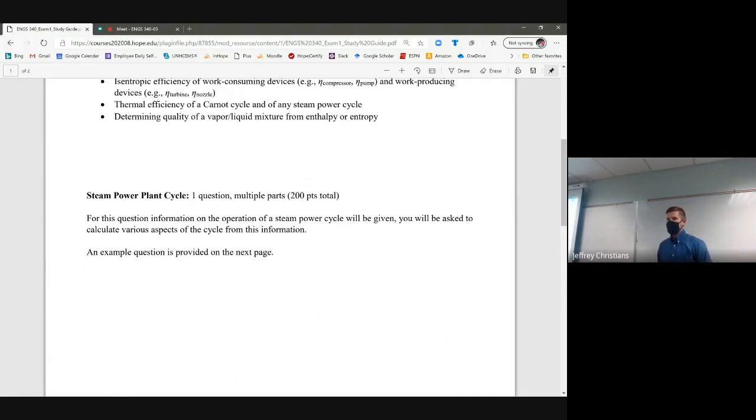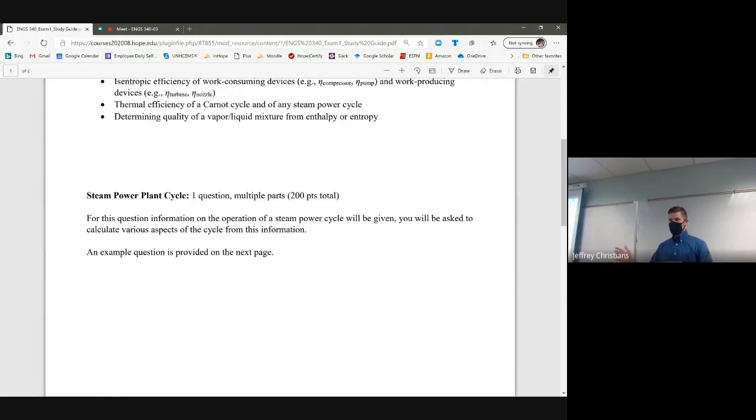Now, I will make the disclaimer, and some of you will see this on one of the example problems that I have, that the book, and maybe you found this in the homework, doesn't always describe things completely. And it may feel like you have to make up a value for something. Maybe you felt that way. That's because the book is kind of operating on a set of assumptions as to what makes a Rankine cycle.